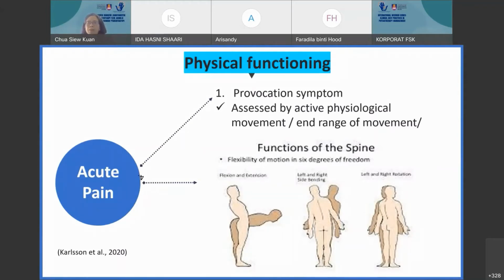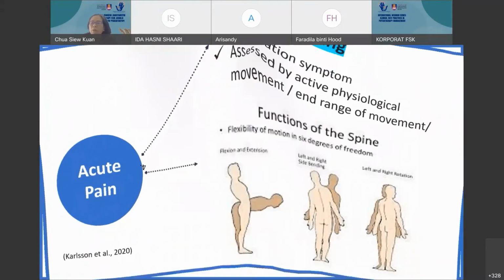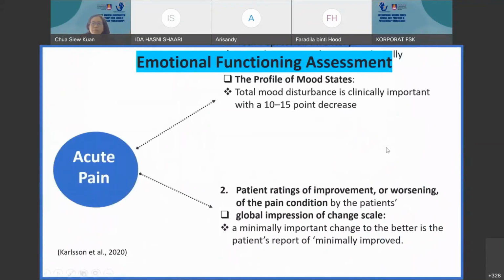Because a lot of patients have acute pain, but when you ask them to do other motions, they get another new pain, a new complaint. But we don't want that. We want to focus on the patient's complaint when they walked in, or the pain the doctor referred to physio. We want to highlight that problem.